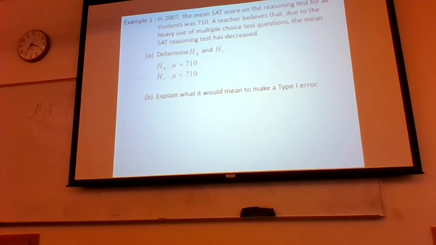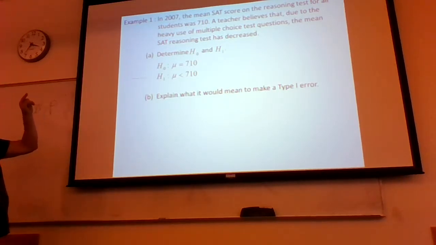Now, let's explain what it would mean to make a type 1 error. So remember what a type 1 error is. You reject the null hypothesis when it's true. So that would mean we would reject the null hypothesis that says that the mean or the average score on the SAT reasoning part is 710, when in fact it really is 710.